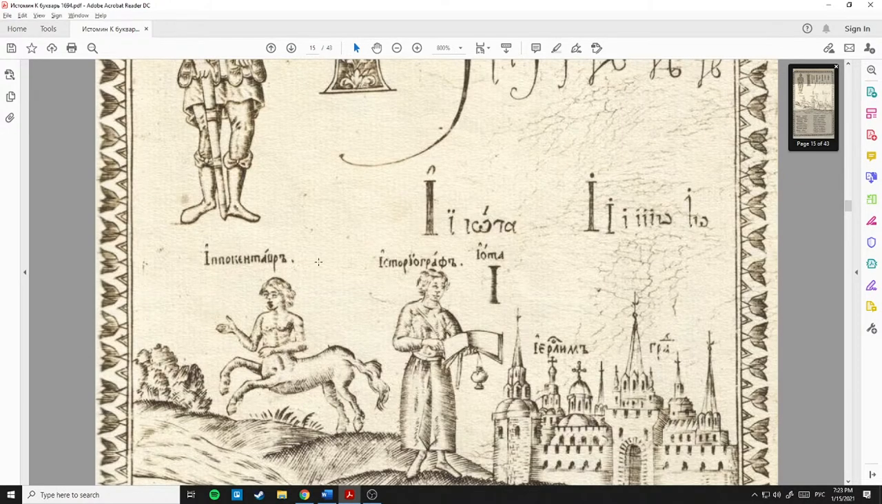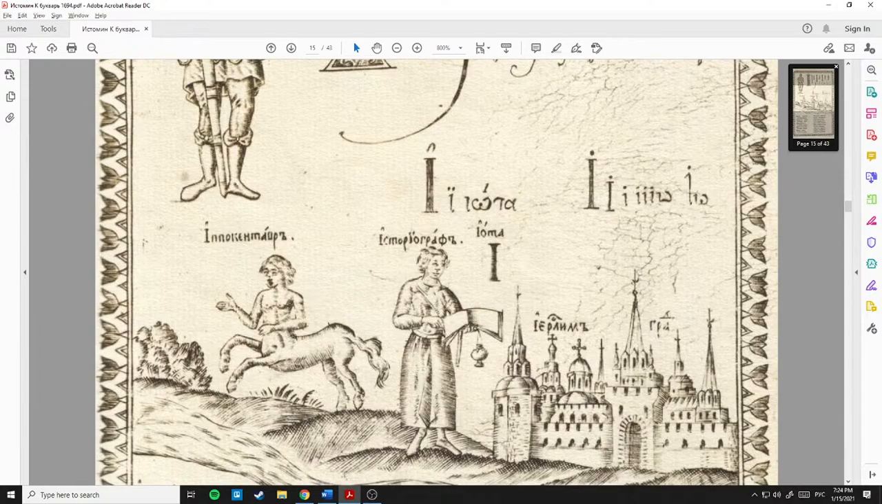So, ipokentavr. What is this? This is a centaur. Funny thing is that this is made up of two words, ipos, which means horse, and kentauros, which means centaur. So this actually means horse centaur, meaning half man, half horse, half horse. That doesn't really make sense. So we have historiograph, and that would be historiographer, right? Or English uses the same terms. That is the guy who basically collects all the data and writes the official history of a state. So he writes everything down. And it comes from historia, which means science, and you have grafo, which means to write, to draw, drawing science.